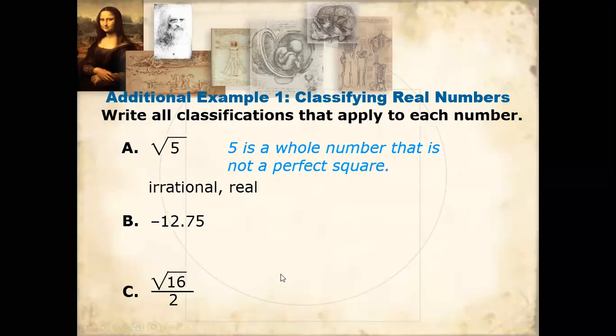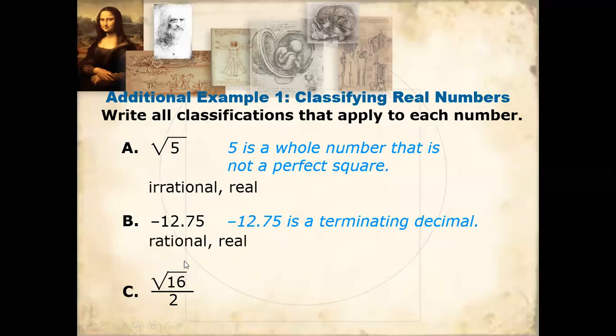What about the second number? Negative 12.75. It will be an integer? It has a decimal point, so it's a decimal. Which type of decimal? Terminating. Yes, it's terminating. For this reason, we can say that this number is rational and real. Exactly. So negative 12.75 is a terminating decimal, and we classify it as rational and real.